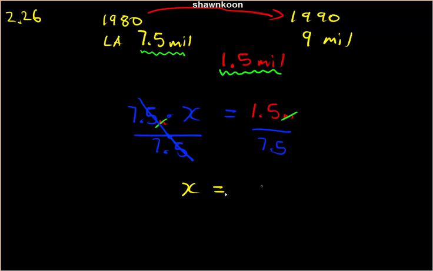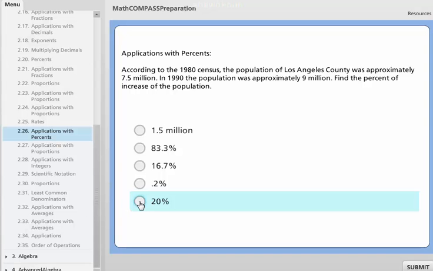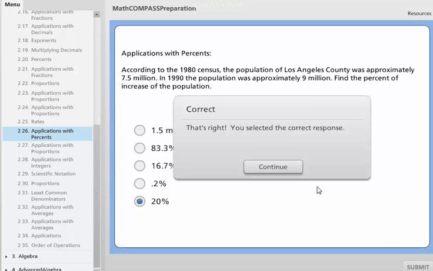1.5 divided by 7.5 is 0.2. But since we're looking for what? Percentage, right? In order to find percentage from here, we just move this decimal to the right by 2. So instead of 0.2, it would become 20%. Perfect. So let's see. And yep, we got 20%, and that's the right answer.